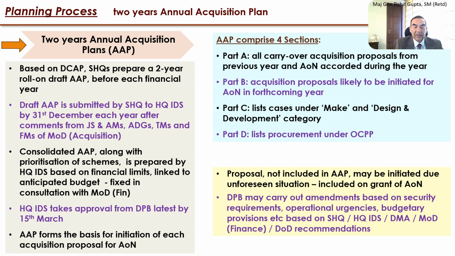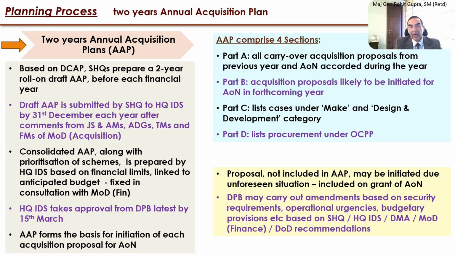Headquarter IDS in this case takes approval from the next apex body, that is the Defense Procurement Board, latest by the 15th of March. And the AAP basically forms the basis for initiation of each acquisition proposal for acceptance of necessity as per the hierarchy laid down. Now, what does the AAP comprise of?